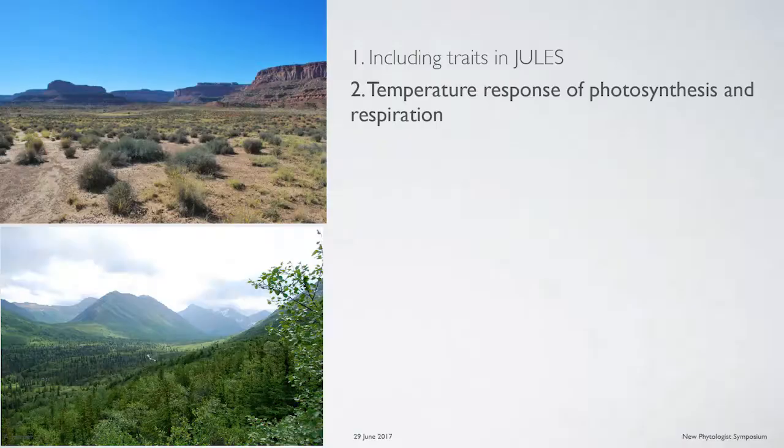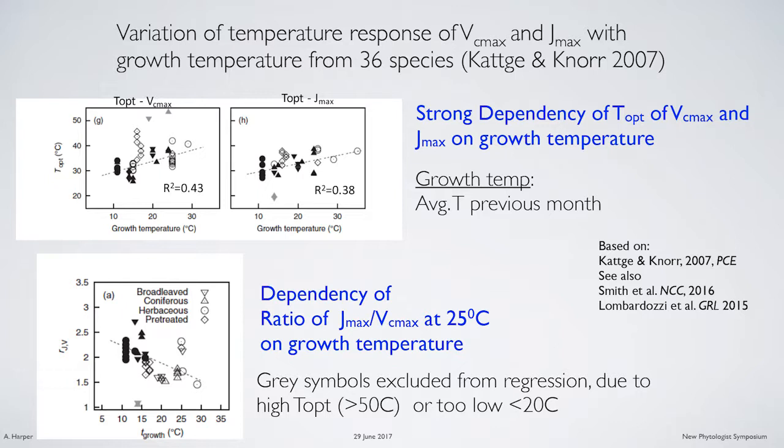The second thing that we've been working on over the past few years is including a temperature response to photosynthesis and respiration, so it's not just static. Starting with the variation of the response of Vcmax and Jmax with growth temperature, based on the study of Kattge and Knorr in 2007. They found a strong dependence of this optimal temperature on growth temperature, as well as the ratio of Jmax to Vcmax.